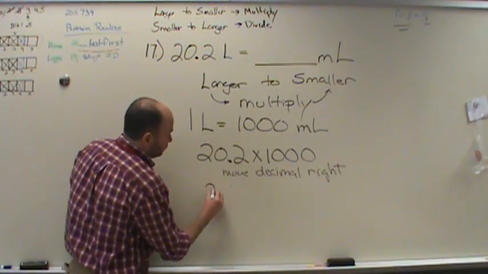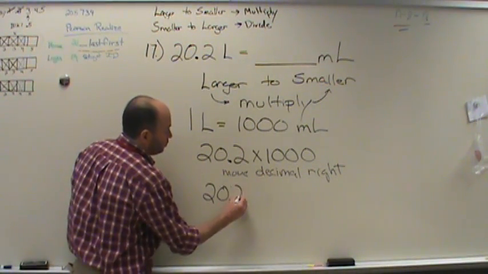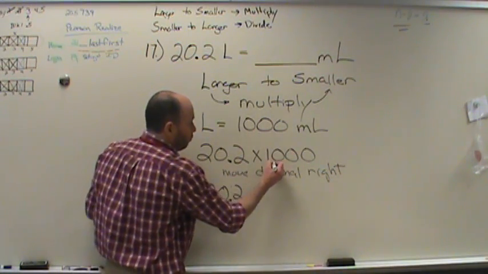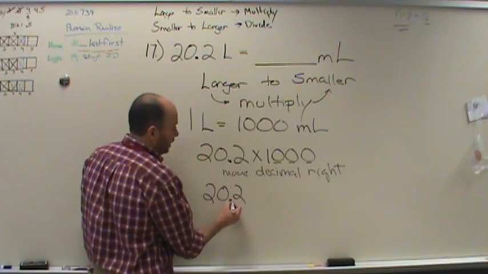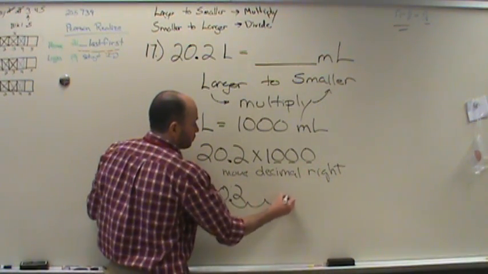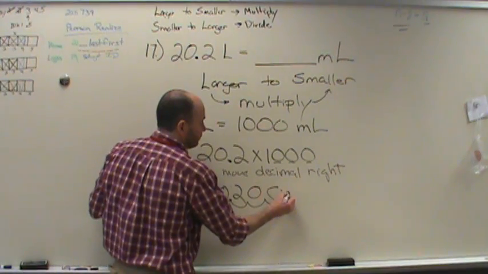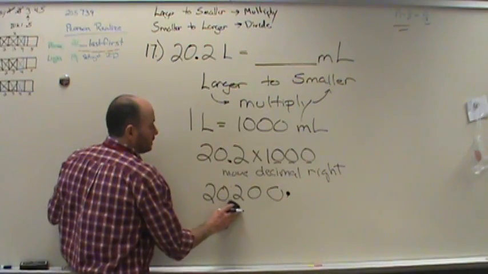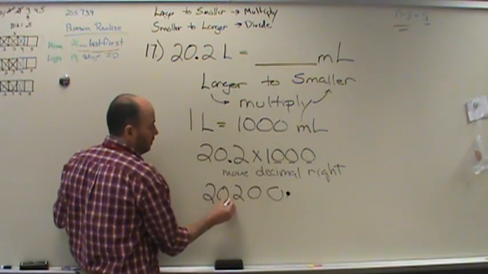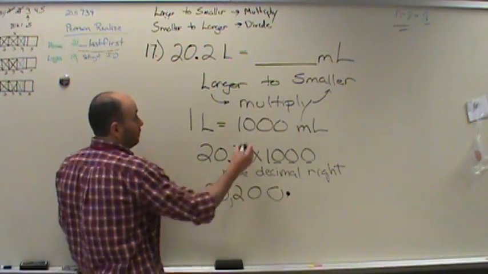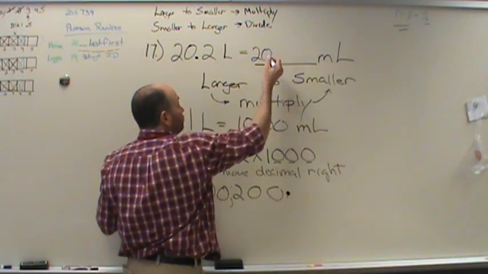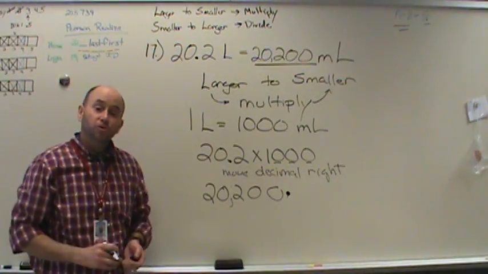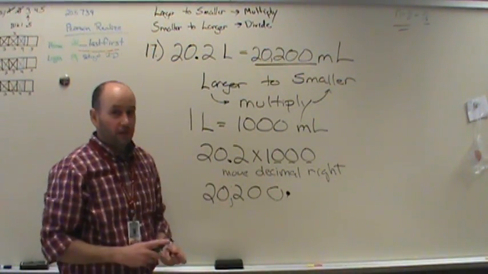However, remember, you have 20.2 or 2/10, and if you move this decimal, you're going to have to come over 3 places, because that's how many zeros you have. So you have 1, 2, 3. Fill in your zeros, and you have your new decimal point right there. So our answer is actually going to be the huge number of 20,200. 20,200 is your answer for number 17.